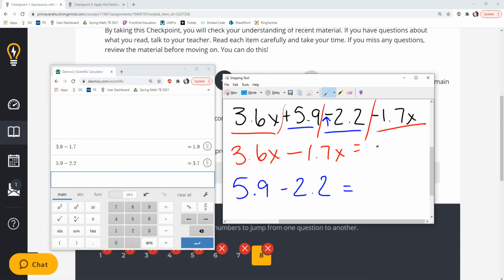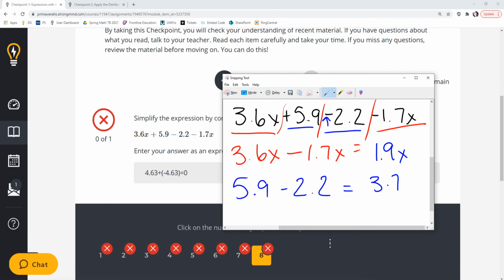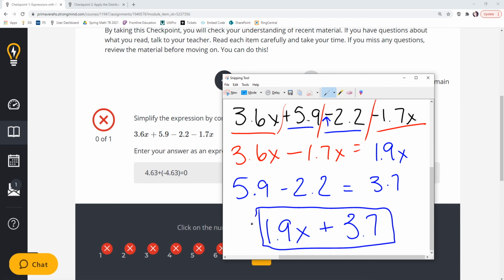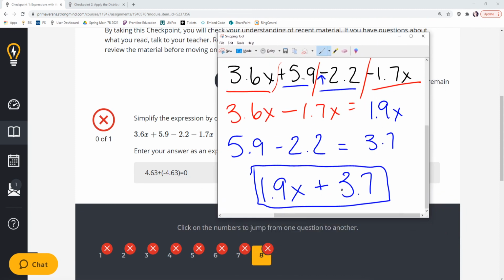So this gives me 1.9x, 3.7. So all I need to do is write them next to each other now. So I have a 1.9x, and I have a 3.7. This 3.7 is positive, which means I'm going to have a plus sign in between. So for this one, simplify the expression. Our answer should be 1.9x plus 3.7.